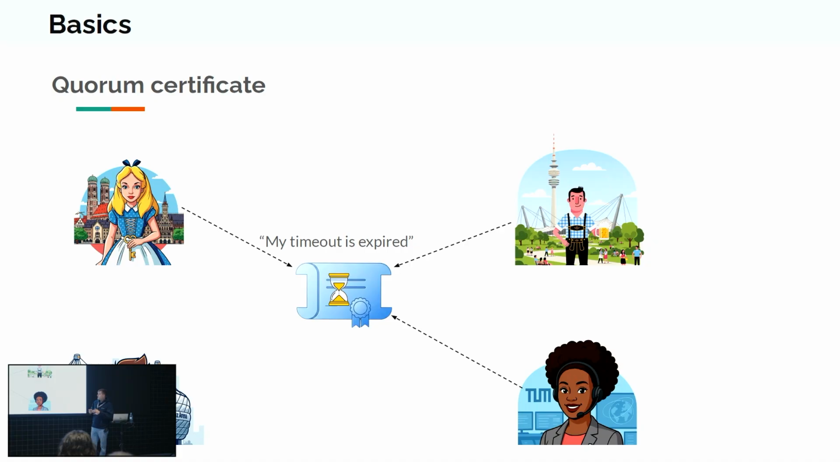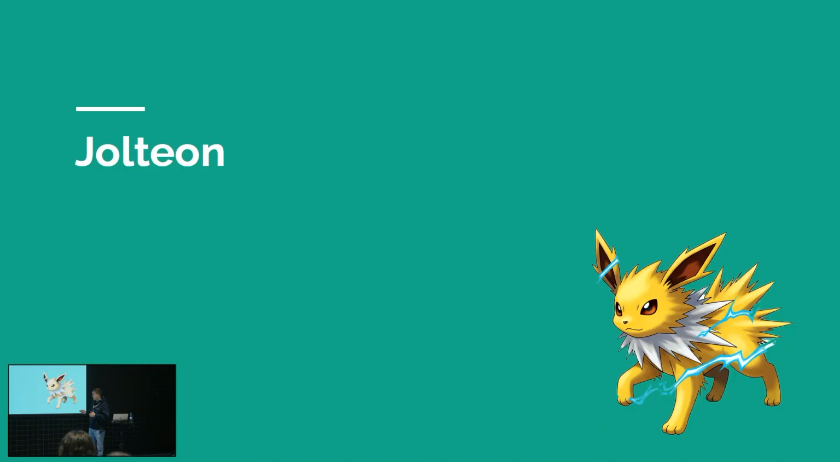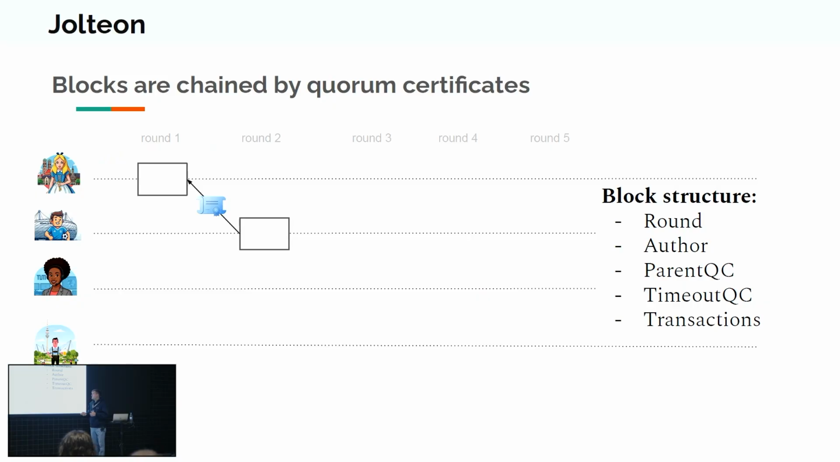Okay, and now we have all the basics to present the protocols. So let's start with the first one, Jolteon. In this protocol, we also want to create a chain of blocks, like a blockchain. But this is a Byzantine fault tolerant protocol. And here, when we have these blocks, they are not just linked by hash pointers, but together with the hash pointer, we attach a quorum certificate.